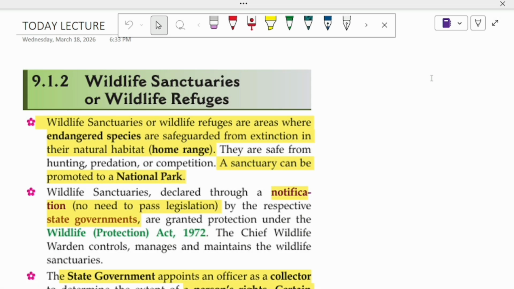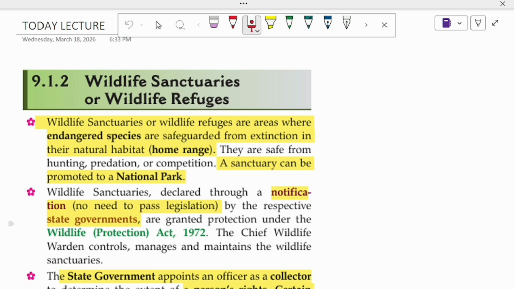Dear learner, today we have a few important topics regarding the UPSC Prelims 2026. Today we have the environment topic: wildlife sanctuary, tiger reserve and national park. Let us look at them one by one, and after that we will compare all three. First we have wildlife sanctuary.